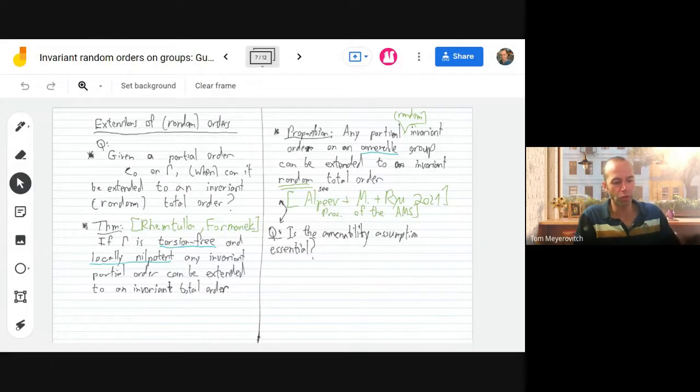Now, this partial order is just defined by a matrix being bigger than the identity. The SL3Z is the group of 3x3 matrices with integer entries and determinant 1.